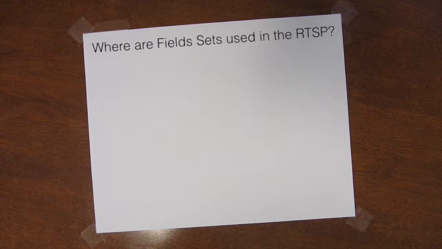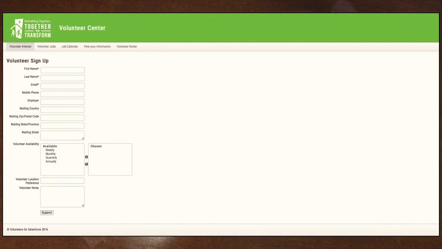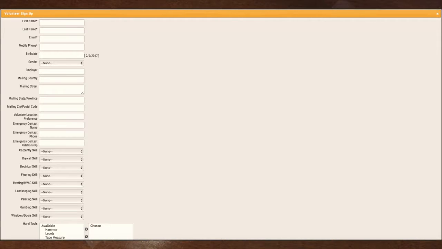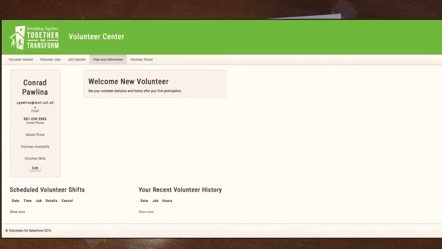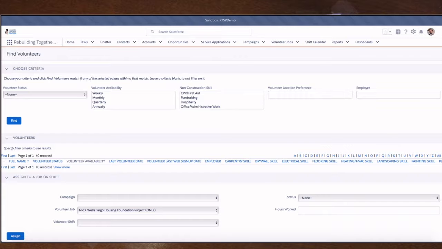So let's review a few popular field sets built on the RTSP package. The first set utilizes the interest form on the Volunteer Center. The next we have is the volunteer sign up on the Volunteer Jobs tab. The third set is utilized by volunteers viewing their information tab. And the last is the Find Volunteer set.